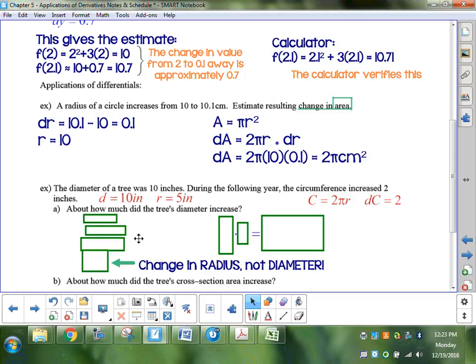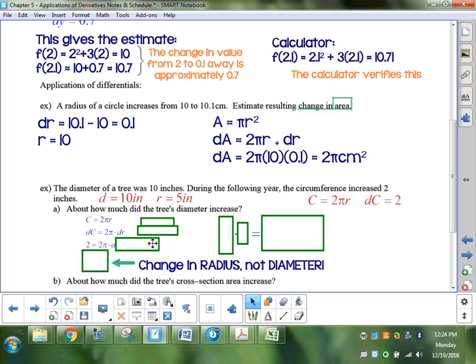How much did the tree's diameter increase? Well, I start off and say, there's my circumference. Circumference is equal to 2 pi r. From there, I go through and take the derivative of both sides. So the change in the circumference is equal to how much? Hands up, please, if you can tell me. Leah? What's that? Terrific. Times dr. But what's the dr value going to be? Well, we don't know, but what's the change in the circumference equal to?